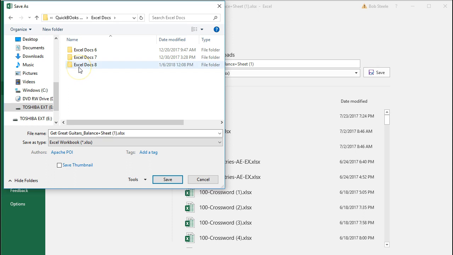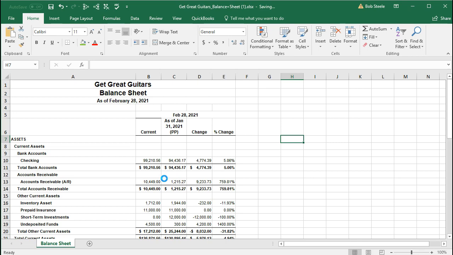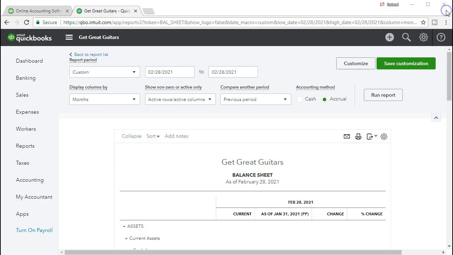I'm going to put it in this Excel Docs number 8, and we could change the name. It's got the name of the company and then the balance sheet. I'm going to keep it as is. You might want to put actually the date and then call it a comparative balance sheet. I'm just going to keep it as is since it's the only report we have there now. And then we'll close this back out.